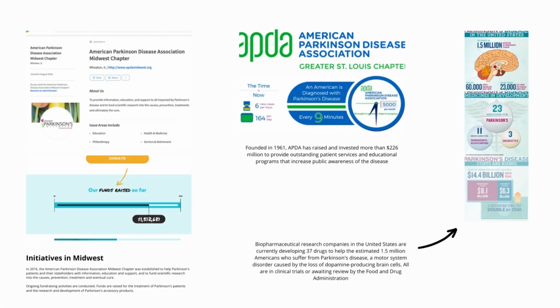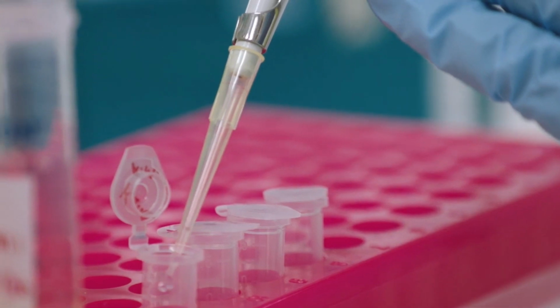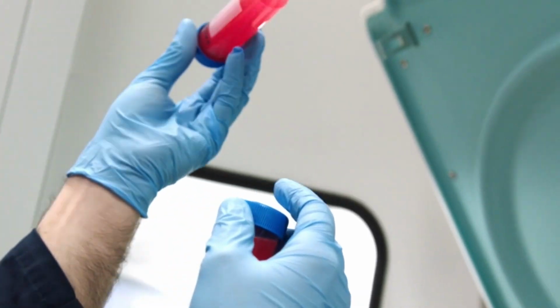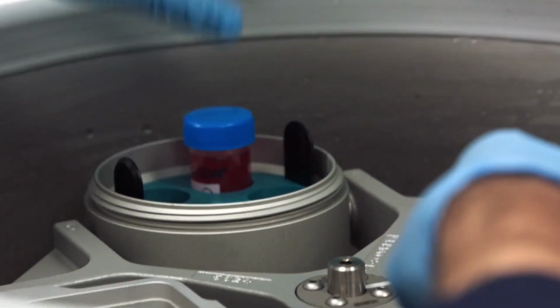They set up the Parkinson's Disease Organization and hold donations. Donations are used to gain medical knowledge, do research, and invent products.